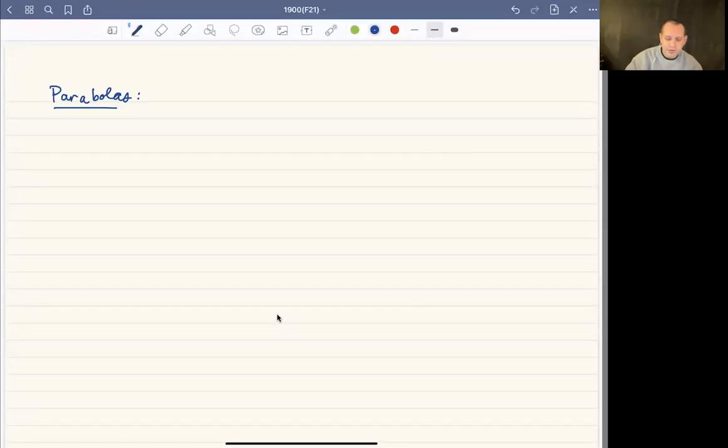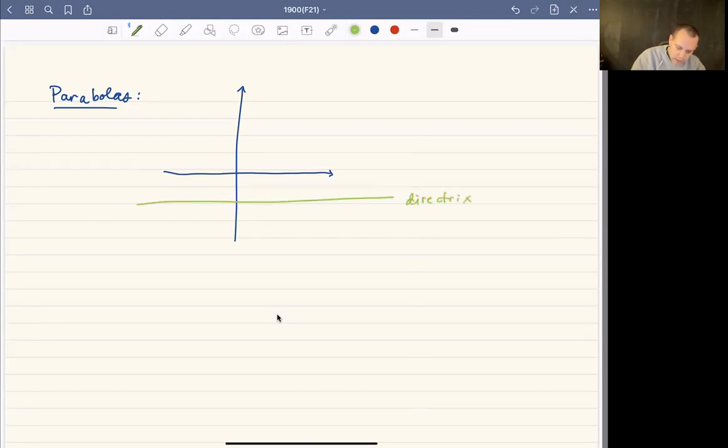So next what I want to do is describe parabolas in a way that you haven't seen before, possibly. Maybe you've seen it, maybe you haven't, but there's a nice geometric property that parabolas have. The idea with a parabola is that you're given a line called a directrix, and you're given a point, which I'm going to call F, which is the focus. And then the parabola is going to be the set of all the points that are the same distance between the focus and the directrix.